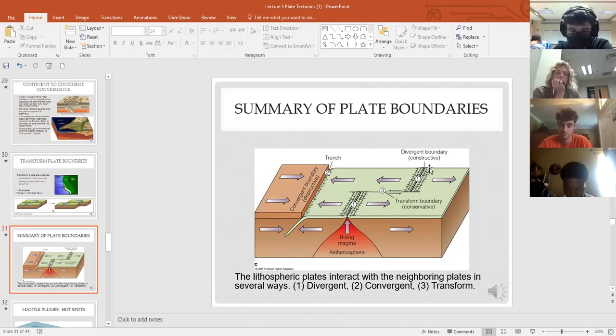Also, you have divergence in Africa right now in the East Africa Rift Valley. You also have convergence on land, which is rare, but that's the Himalayas. And lastly, you have transform boundaries due to plates sliding by each other.